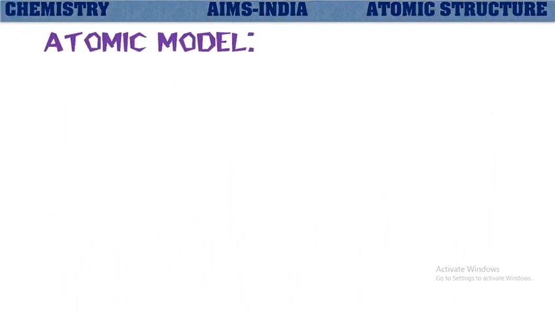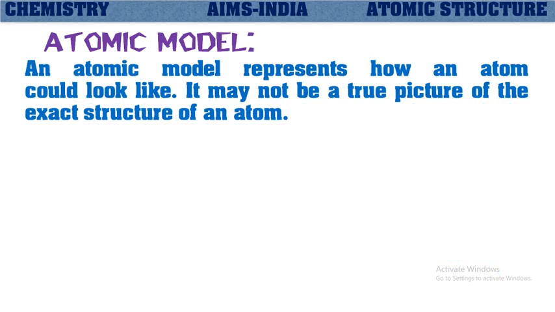First of all, what is an atomic model? An atomic model represents how an atom could look like. It may not be a true picture of the exact structure of the atom. It might be just a proposal or an assumption.